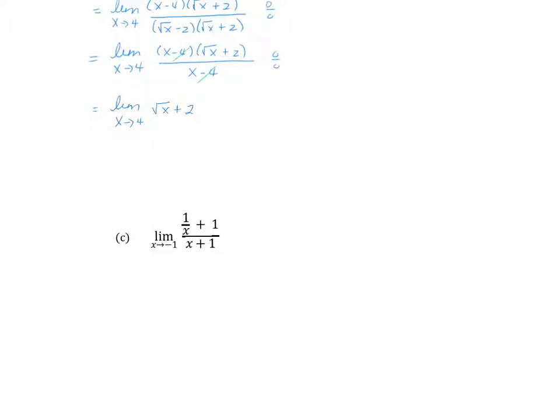When I evaluate that limit, I don't get an indeterminate form. What I get is the square root of 4 plus 2, which is just equal to 4. So this is the case where you actually have a hole in the graph at 4. But remember, we can approach the limit. We never have to actually get there.